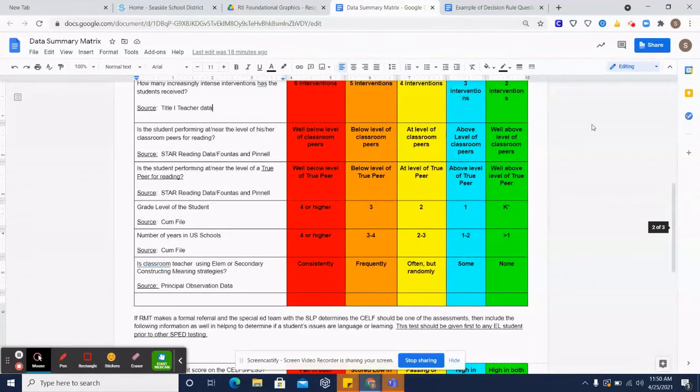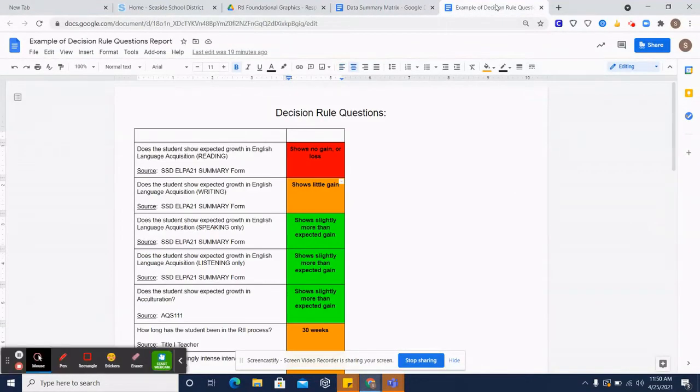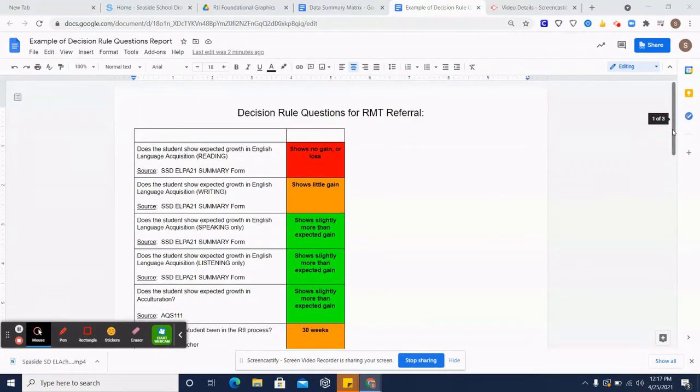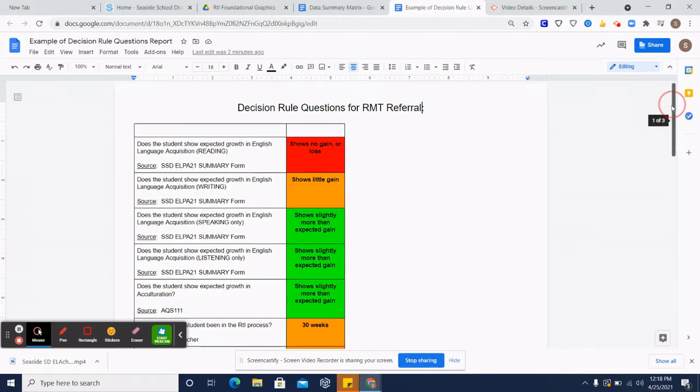And what we do is then we make a visual of that student in color. And this is, if you're familiar with ION or other data warehouses, this is sort of like creating a data wall for the student. So we can take a look at the big picture of how a student is doing. As you can see, this student is doing well in speaking and listening and in acculturation. However, the reason for the potential referral is their reading and or their writing.